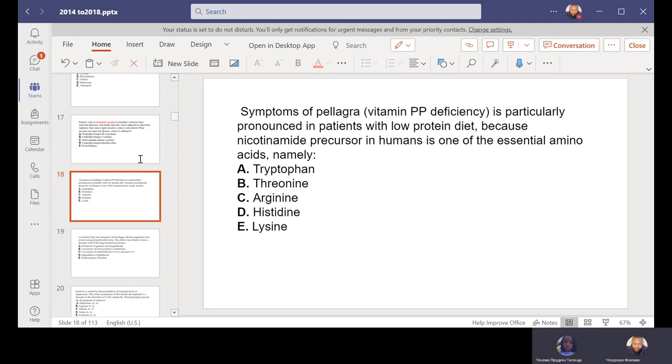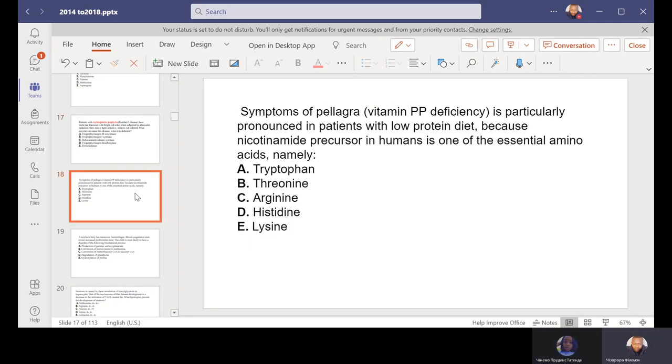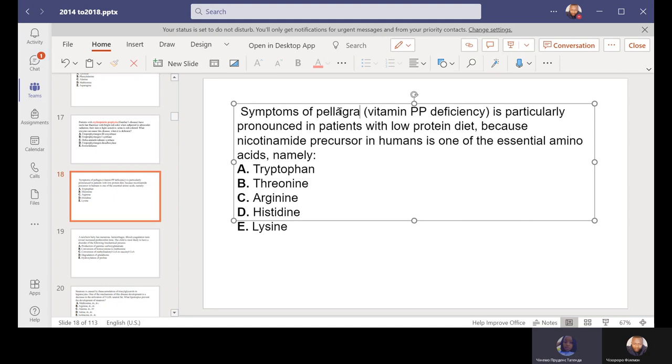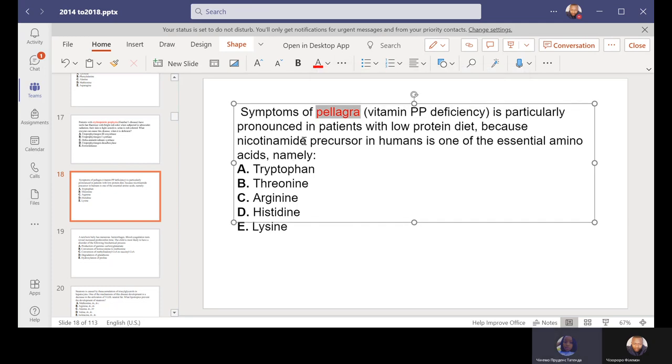So one is the substance and then 3 is the enzyme. Exactly. One is the substance which accumulates, causing that photosensitivity. Symptoms of pellagra, vitamin PP deficiency, are particularly pronounced in patients with a low protein diet, because the nicotinamide precursor in humans is one of the essential amino acids, namely tryptophan.